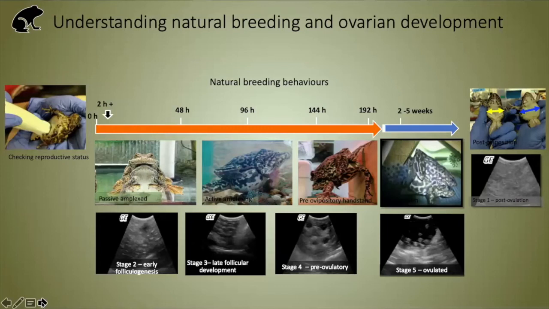They were assigned pairs, and they were allowed to breed for about a week to 10 days before they were separated again, and then males and females were kept separately throughout the rest of the year, just in separate tanks.